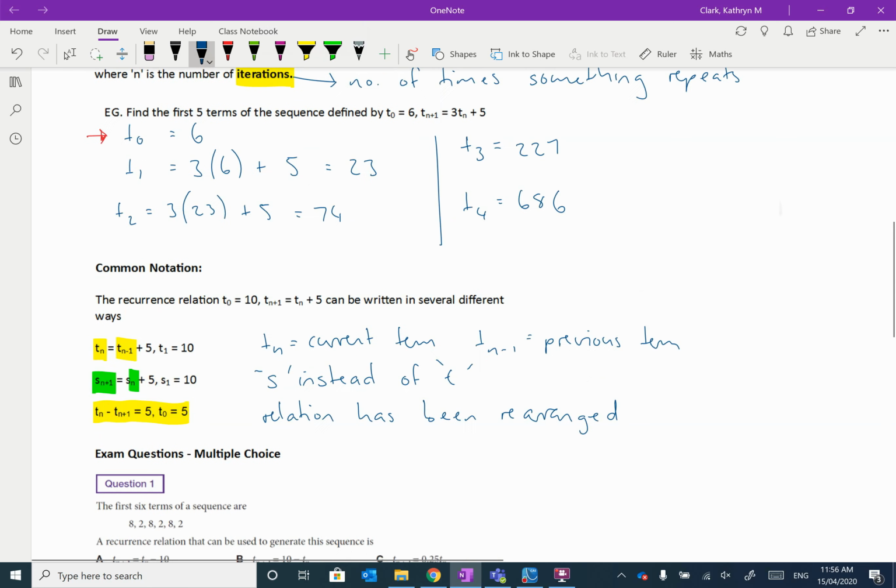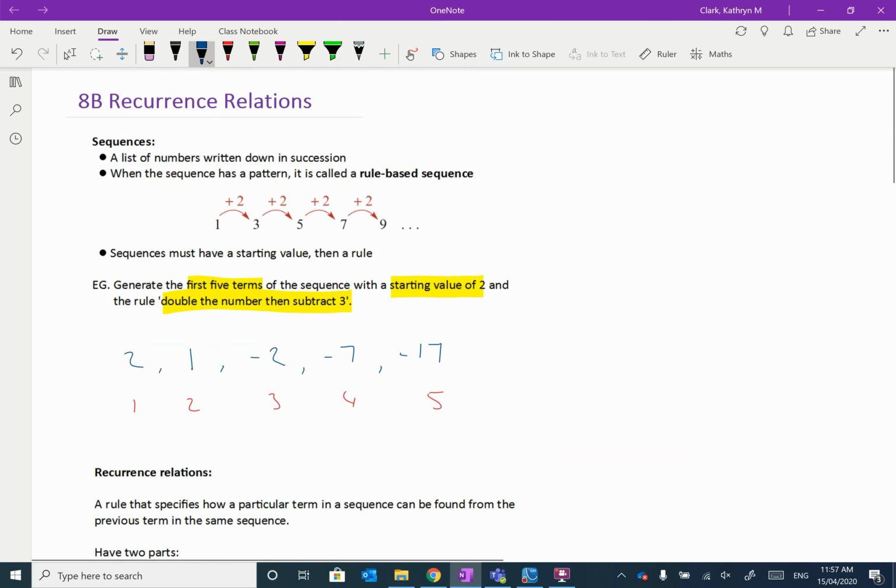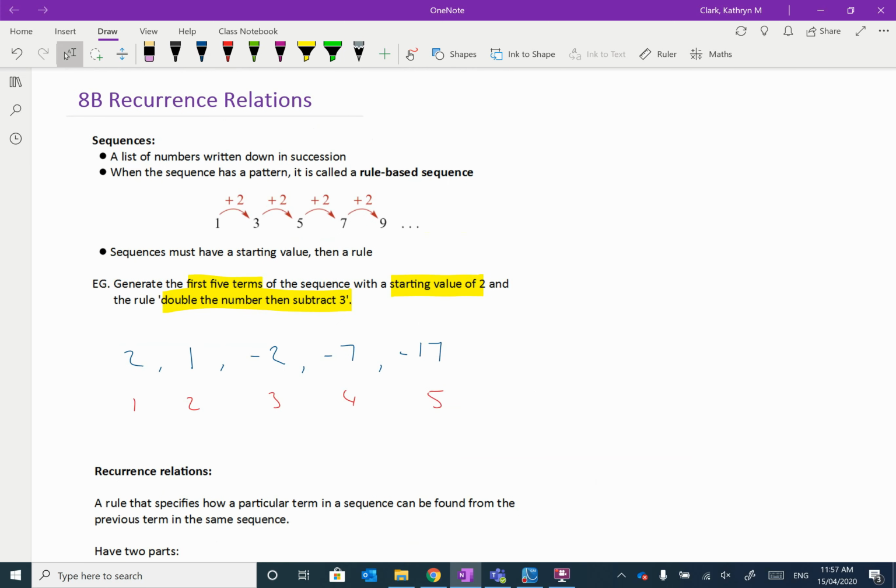Alright, so that's our introduction to recurrence relations. It is just a rule that links one value to the next value using each previous value.